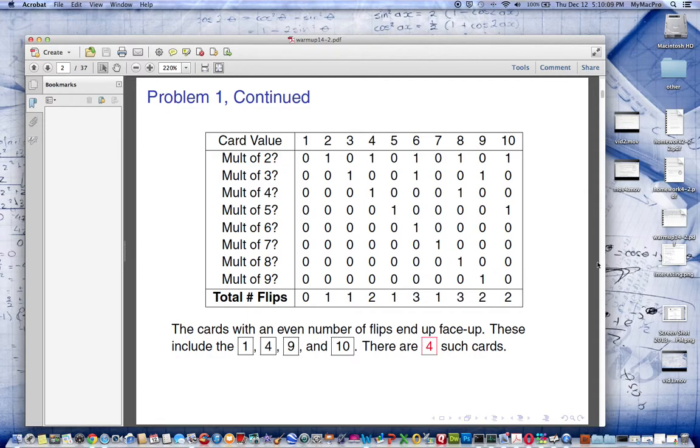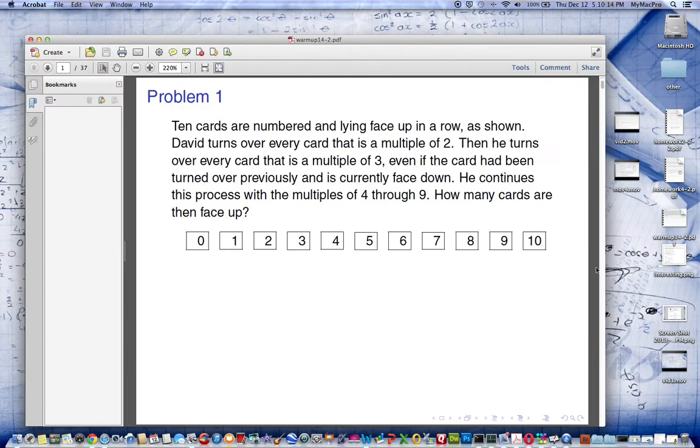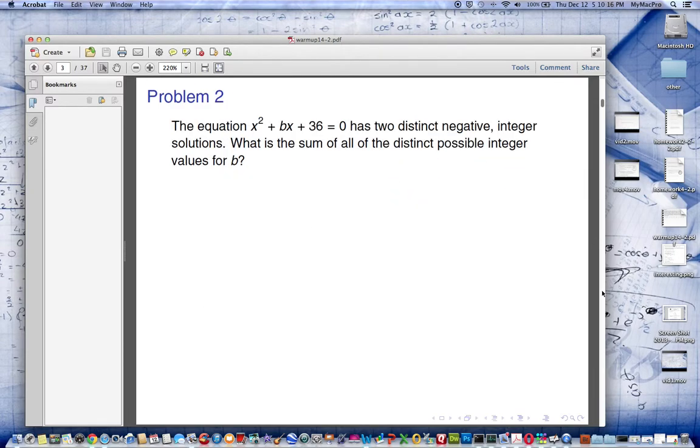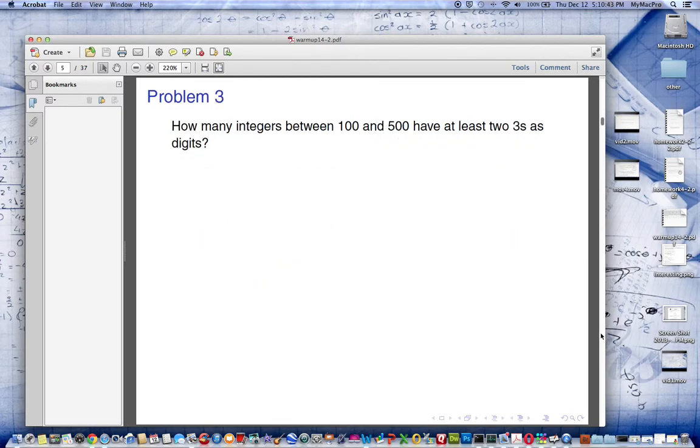But what have they said? They said 2 distinct negative, so it has to be distinct. That's why there is no minus 6, minus 6. And they're asking what is the sum of all distinct possible integer values of b. So b happens to be minus n plus minus n. Since both are negative, b is going to be positive: 37, 20, 15, and 13. So if you sum these values, the answer is 85.